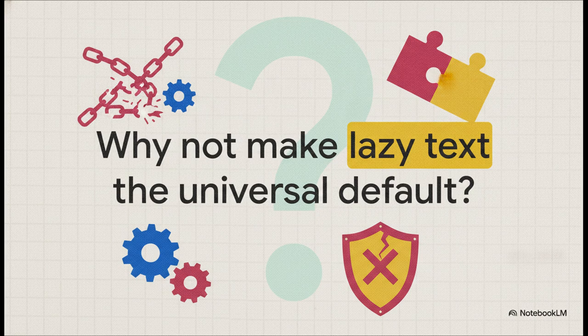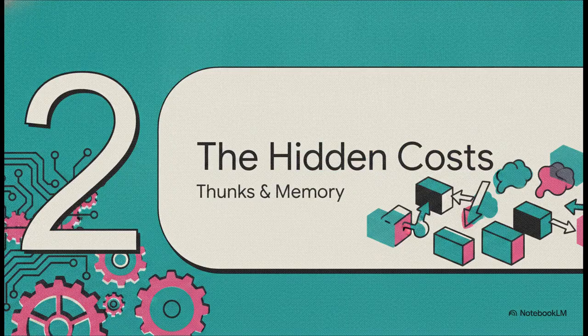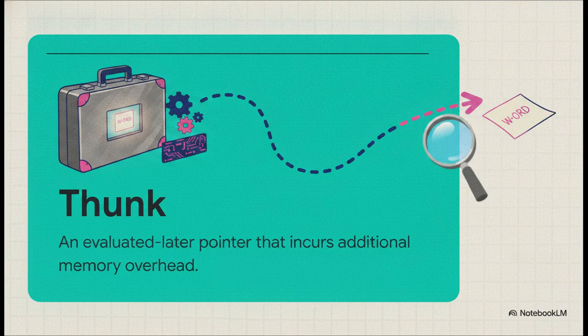Well, today we're treating this as our central myth to bust. We're going to break down exactly why a one-size-fits-all approach to text in Haskell might actually be secretly sabotaging your app's performance. Which brings us to Section 2. The hidden costs. So the core mechanism behind lazy evaluation is something called a thunk. Basically, it's an evaluated-later pointer.